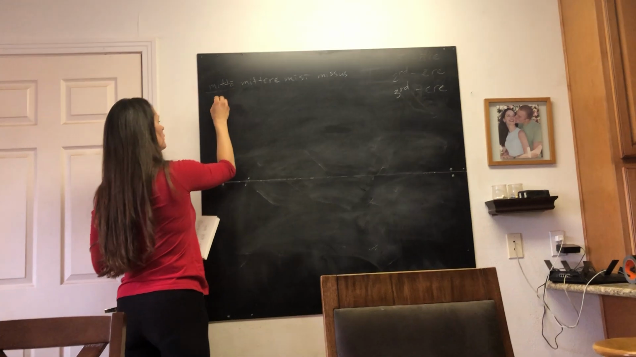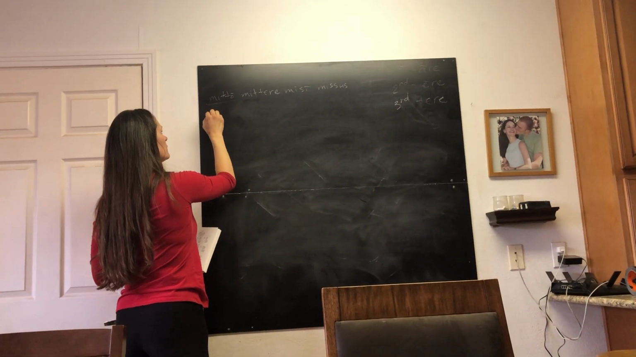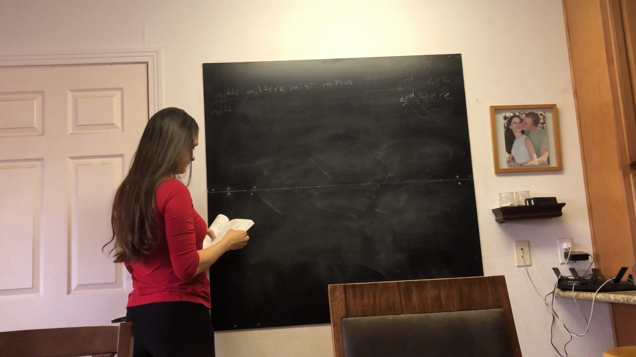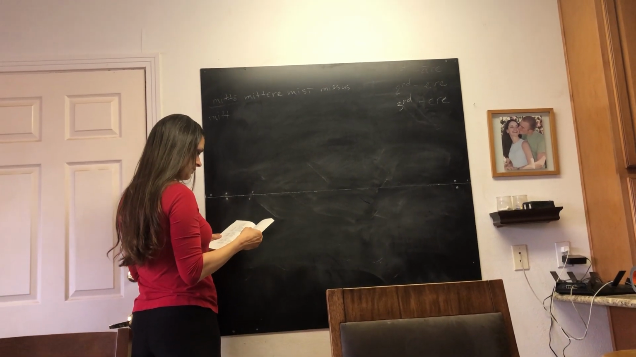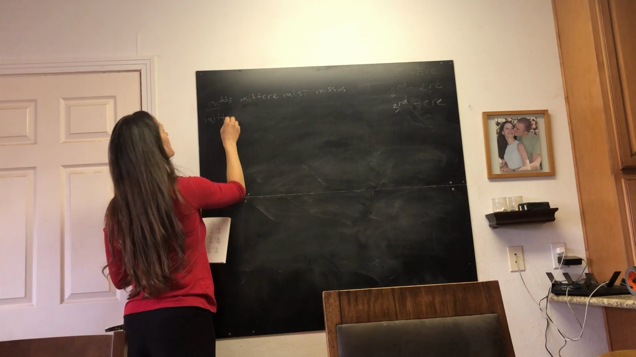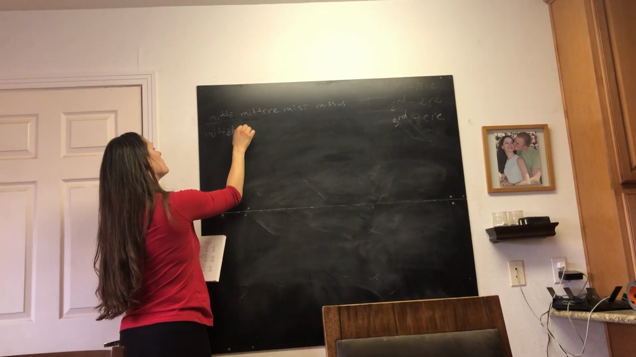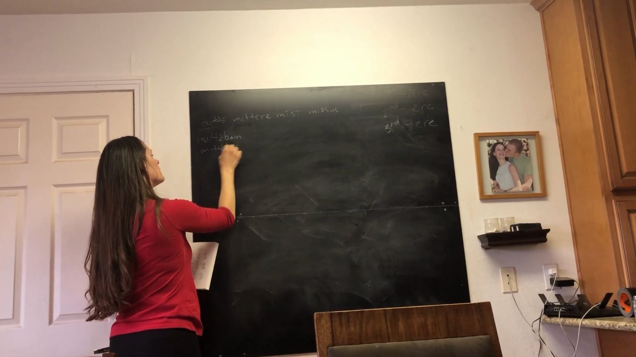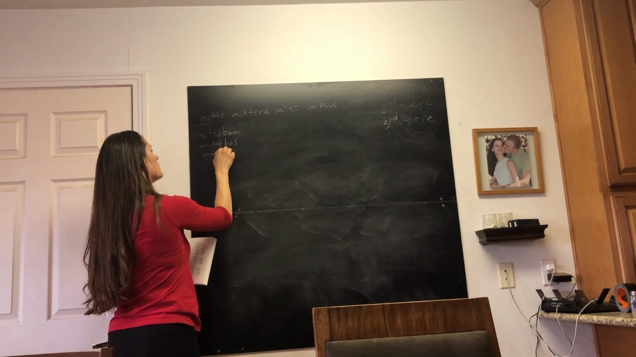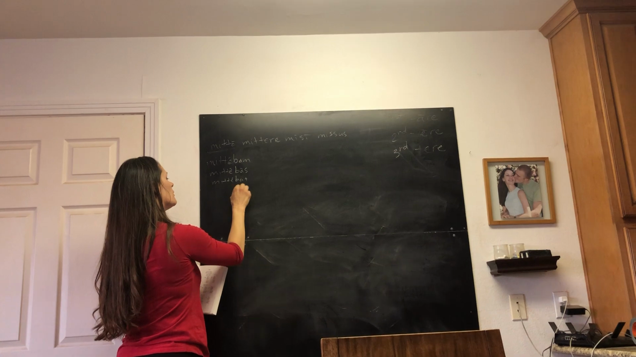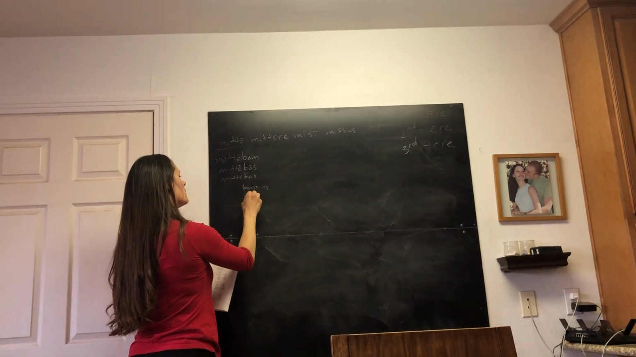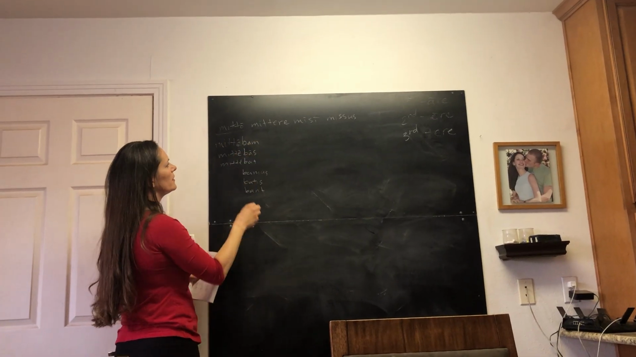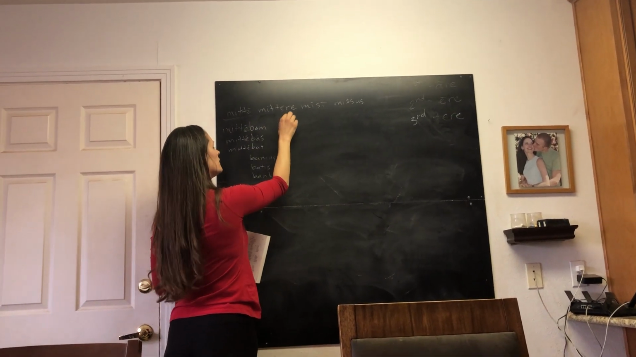It's a third conjugation transitive. So again, we'll get mitto. We'll get our past imperfect: mittebam, mittebas, mittebat, etc., mittebamus, mittebatis, mittebant. So this is our past imperfect. I was sending.